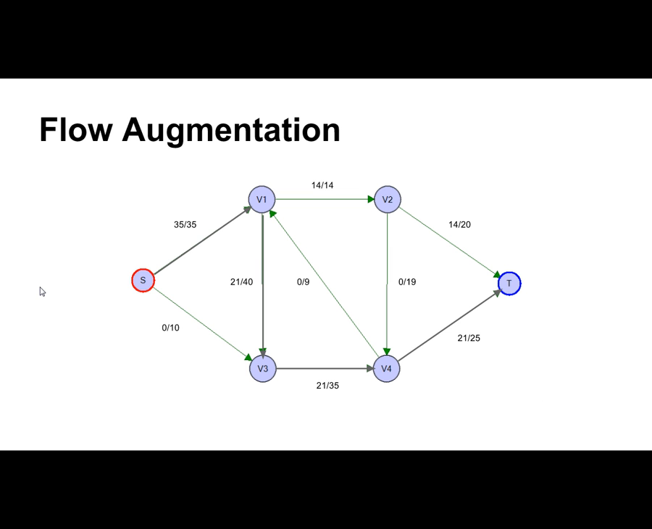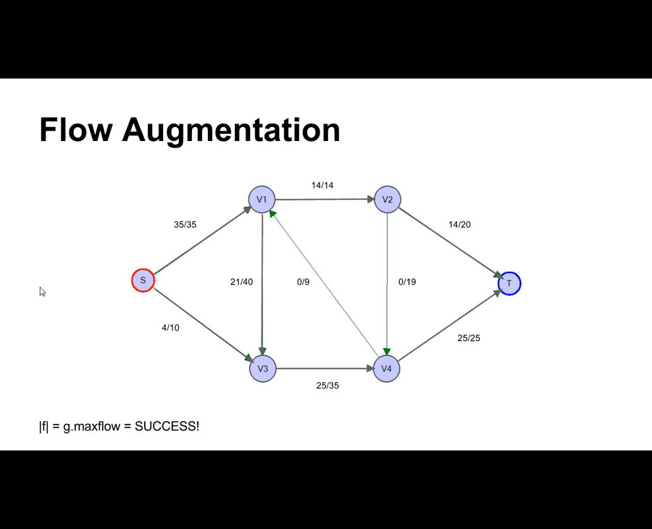Then I pick the third and final augmentation path for this particular instantiation of the algorithm, and I notice that the edge V4 to T has only space for 4 more units of flow, so I can only push along the whole path 4 more units of flow. And so I do, and this gives me a total max flow of 39.